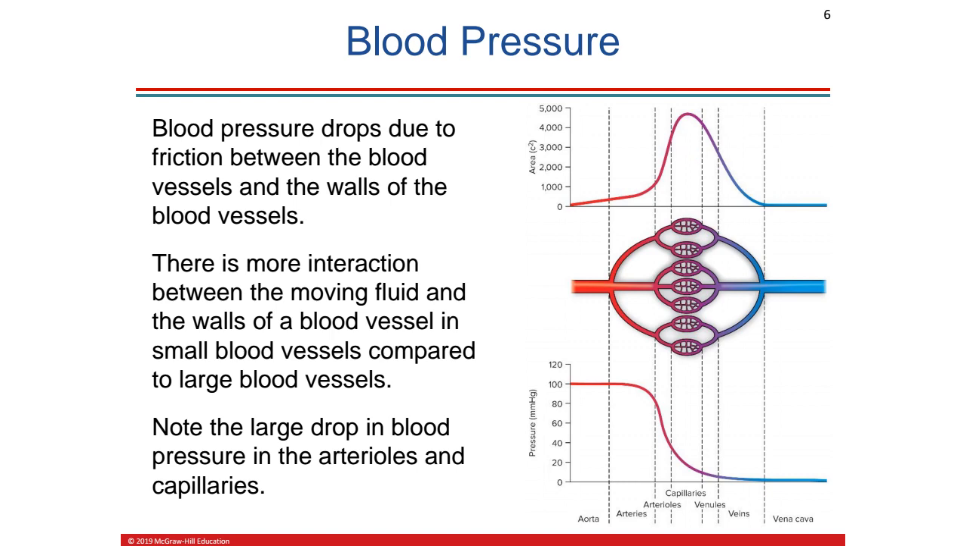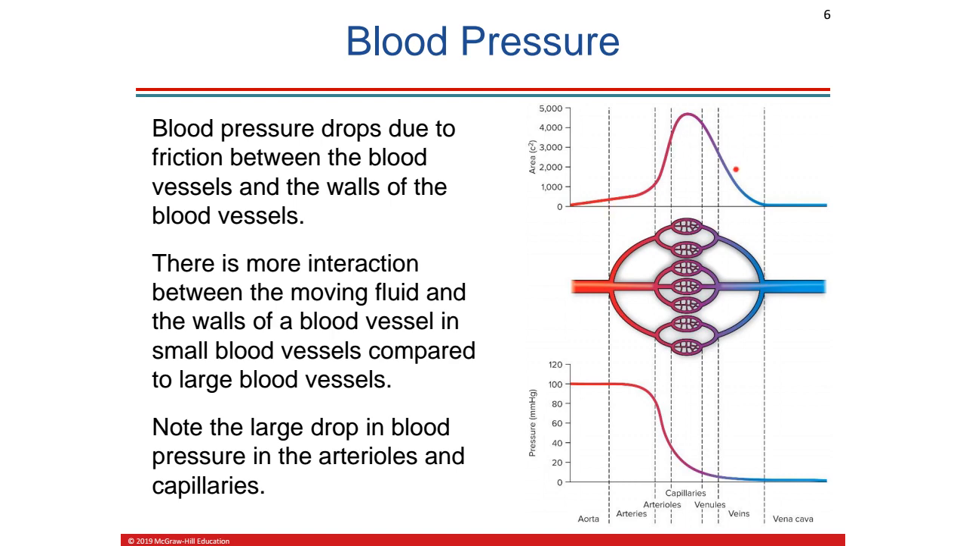The reason for this is that the diameter of the individual capillaries is very small, but there are so many capillaries that the total cross-sectional area is higher. Then the situation reverses as you go to venules, and then small veins, and then large veins. Finally, as you get to the inferior and superior vena cava, the cumulative cross-sectional area of those two veins is relatively small.